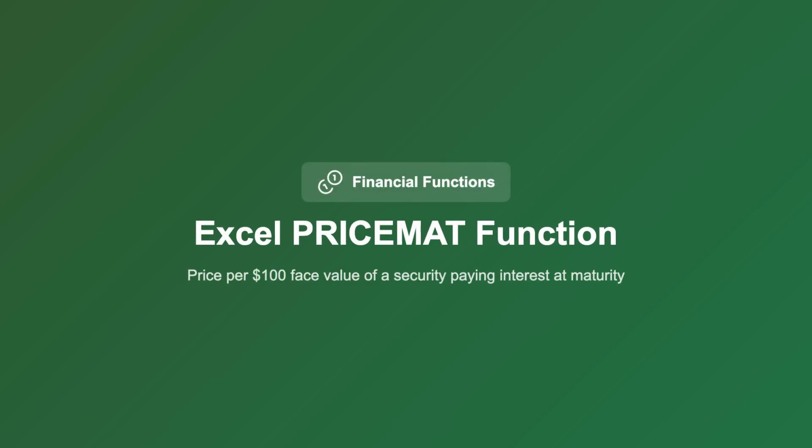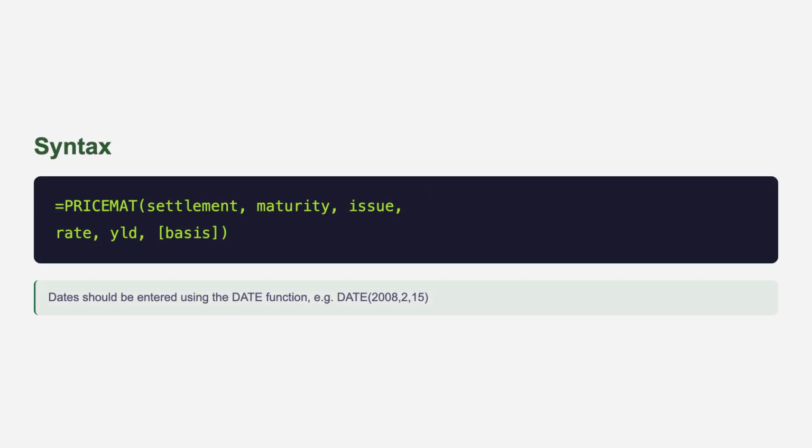Excel PRICEMAT function. This function calculates the price per $100 face value of a security that pays interest at maturity. It is used for instruments where all interest is paid at the end rather than periodically.